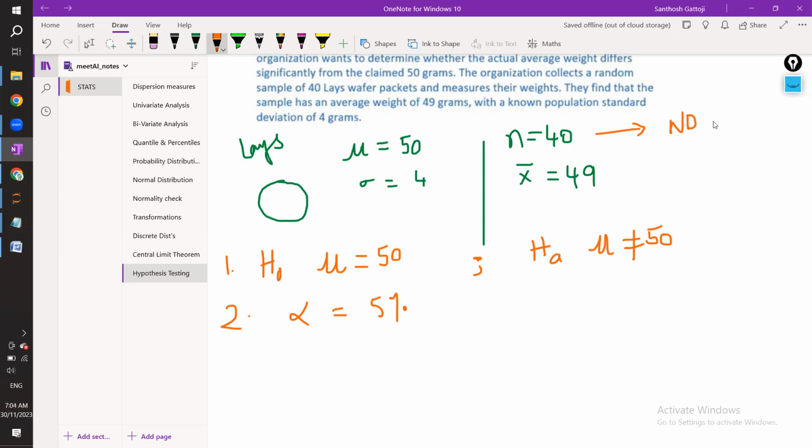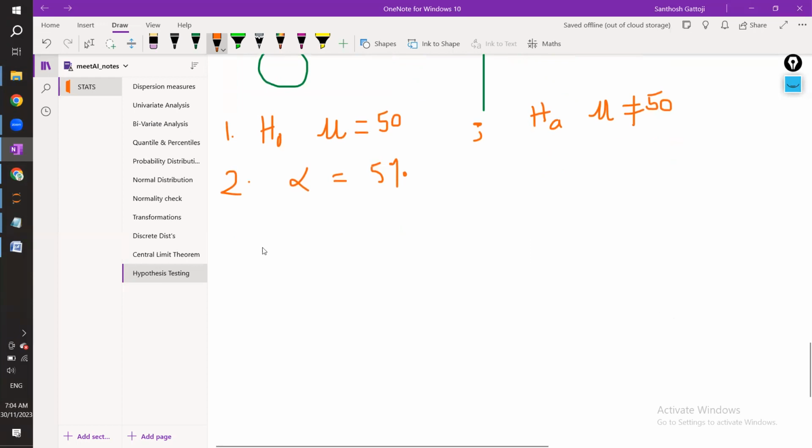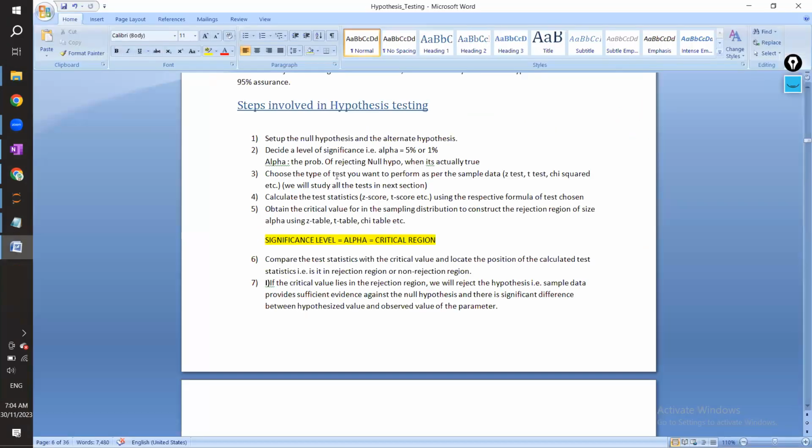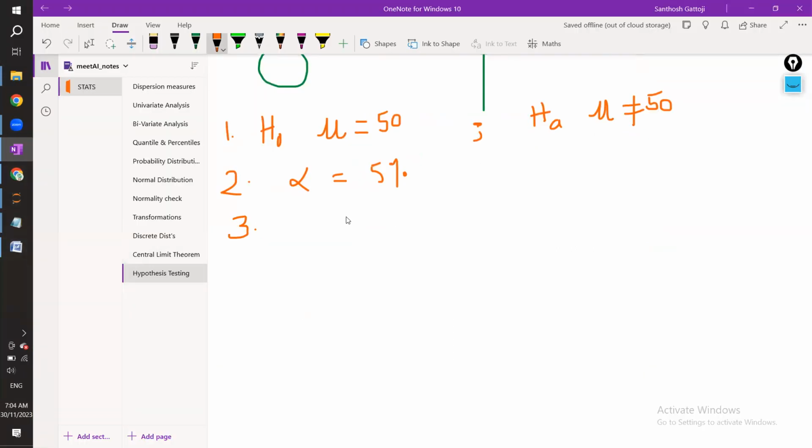So if you are using normal distribution, you can go for the Z-score. Now the third point is to choose the type of test you want to perform as per the sample data, calculate the test statistic, obtain the critical region, etc. So now alpha equals 5%, and we have considered it as a normal distribution. And what will be the next thing? Fourth part is the Z-score.